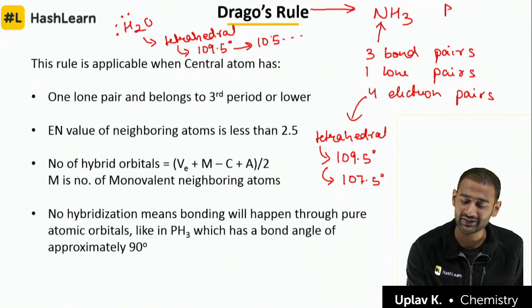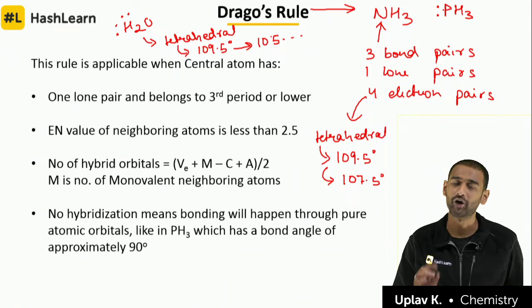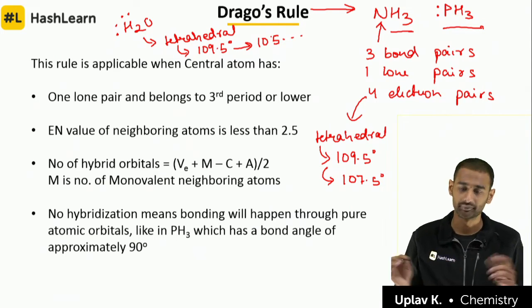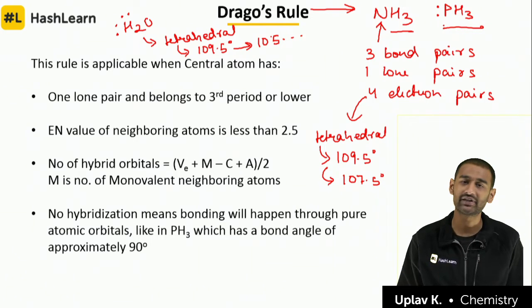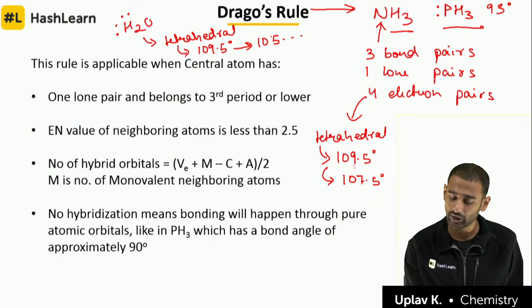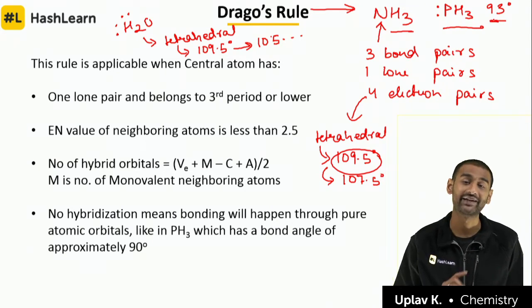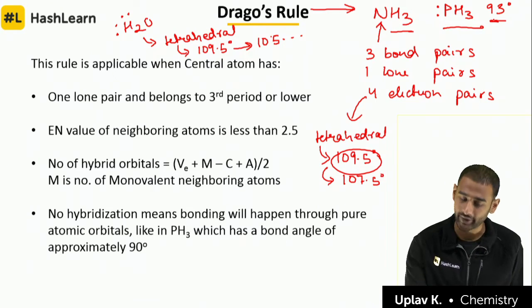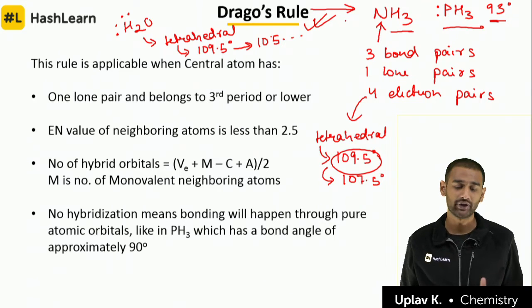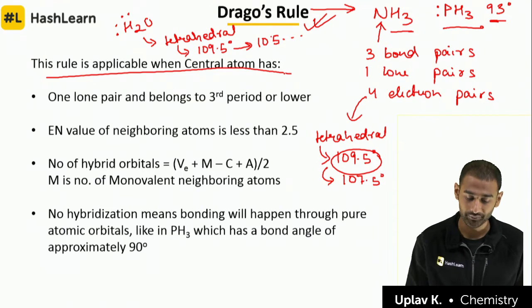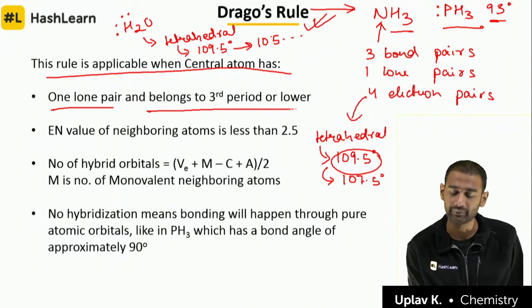But when you look at something like PH3, right? आप बोलोगे PH3 में भी एक lone pair है, PH3 में भी 3 bond pairs है. So the shape of NH3 and the shape of PH3 should be exactly the same, or at least similar, right? So what we see in case of PH3, we see that the bond angle is around 93 degrees. How is this happening? It should be around 109.5, but we're seeing that the bond angle is 93 degree. So to explain this sort of shape and this sort of phenomena, Drago's rule was formed, which explains what is happening. Okay, so I want just everyone to be focused here. The rule is applicable when the central atom has, okay, it has 1 lone pair and belongs to the 3rd period or lower.